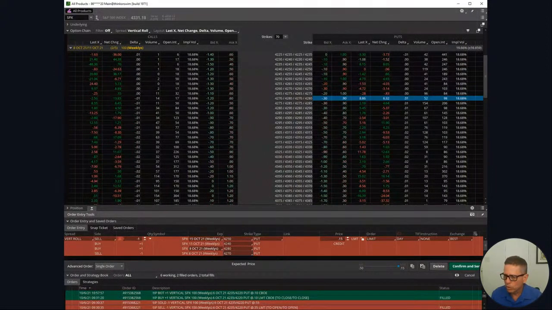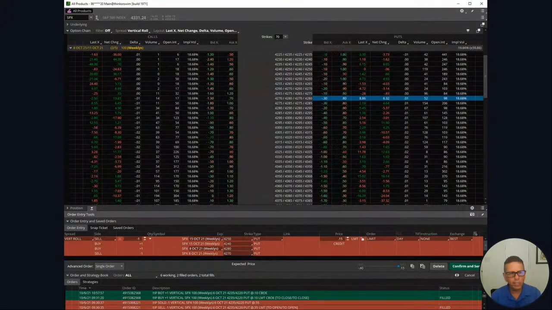I don't usually get to 1 DTE when I roll the trade. I usually do it several days beforehand. And it's not based on expiration. It's based on the distance to the market that I have, right? Is rolling considered a day trade? Rolling can be considered a day trade if you place a position and you roll it on the same day. That is a day trade. So you want to be careful with that as well.